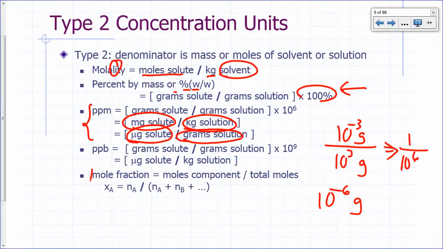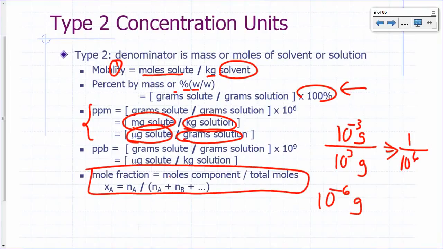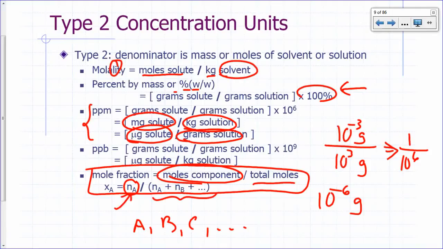And finally, mole fraction is just the ratio of the moles of whatever component you're interested in. Could be a solid, could be the solvent. Okay, divided by the total moles. So if you have a mixture of A, B, C, and so on, divide the number of moles of A by the total number of moles, that gives you the mole fraction of A. One thing to note about mole fractions is if you add up all the mole fractions for all the components of your mixture, those mole fractions should add up to 1. Okay?